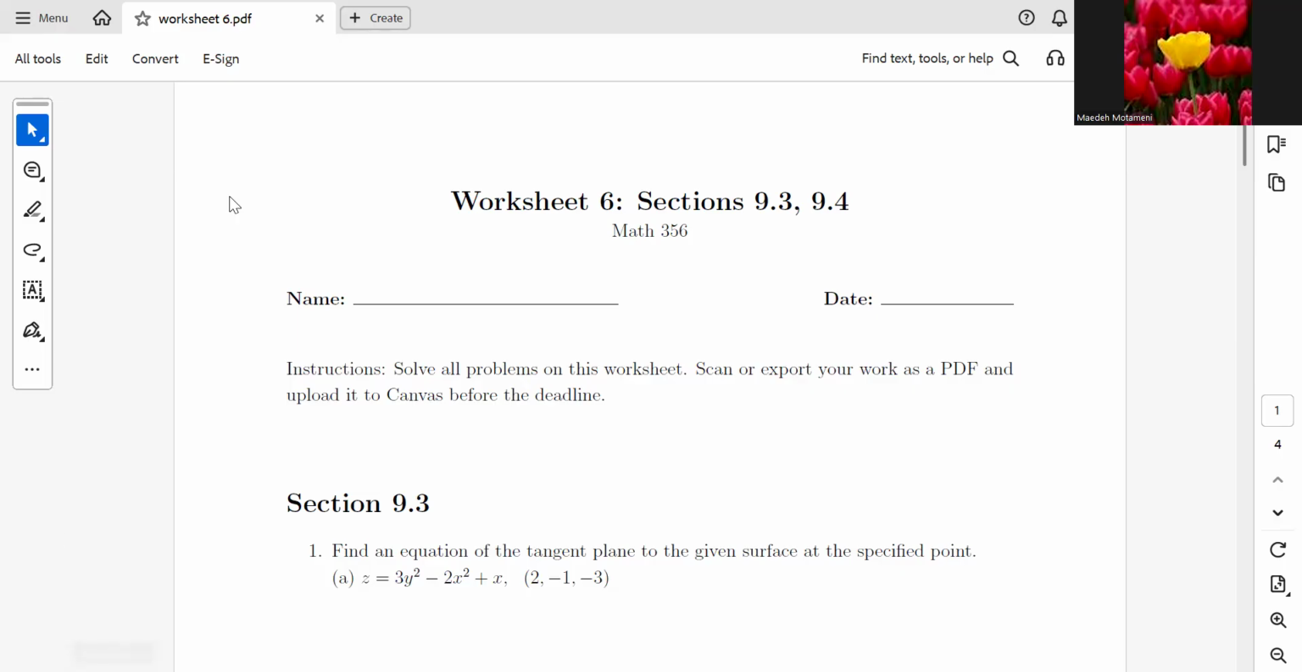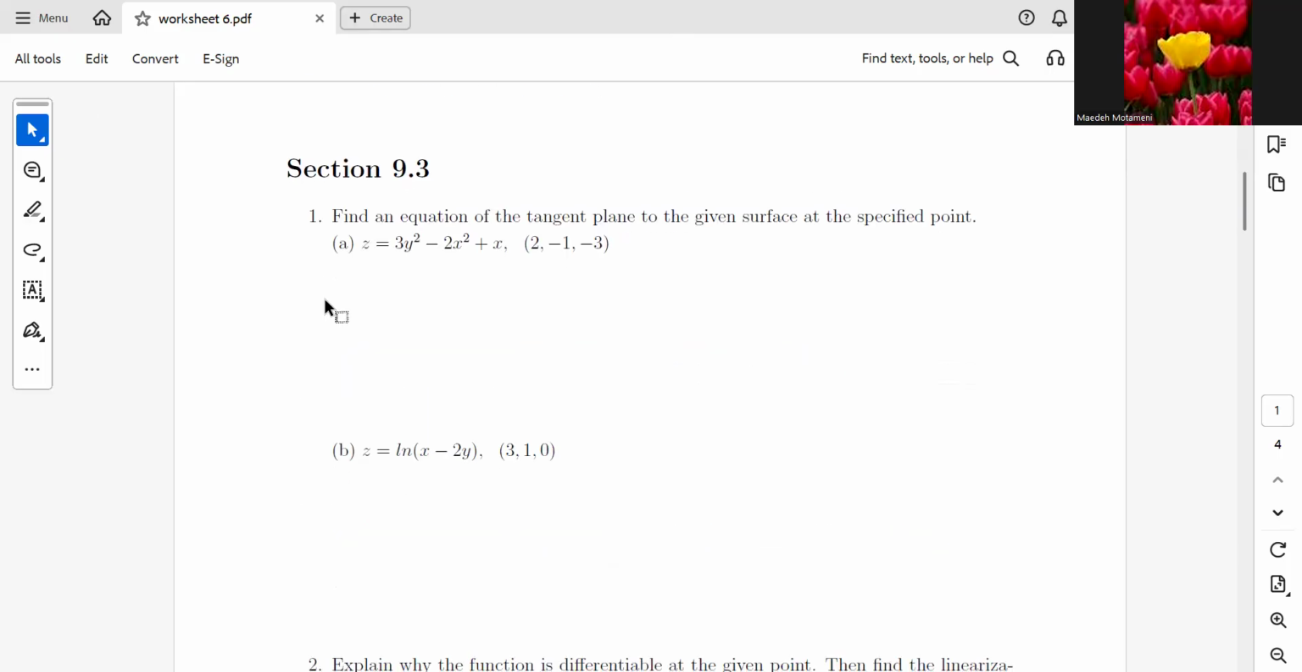In this video, we are going to work on worksheet number 6, which is about sections 9.3 and 9.4. These sections are about tangent planes and linear approximation for 9.3. So the first question here is about finding the equation of the tangent plane to the given surface at the specified point.